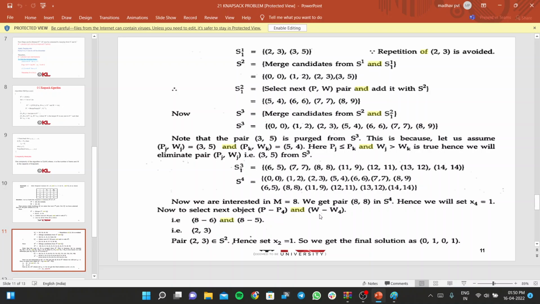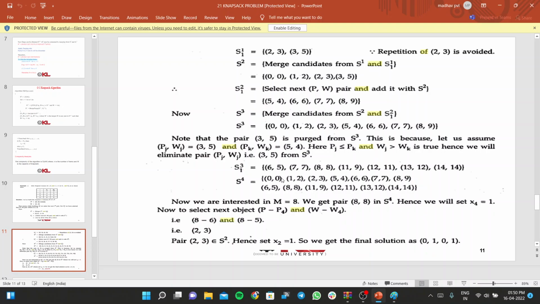So now where is this (8,8)? It is situated in S4, whereas (2,3) is situated in S2. So hence x2 is 1 and x4 is also 1. So x4 is 1, x2 is 1. So finally our solution is 0, 1, 0, 1. I think this made some sense.